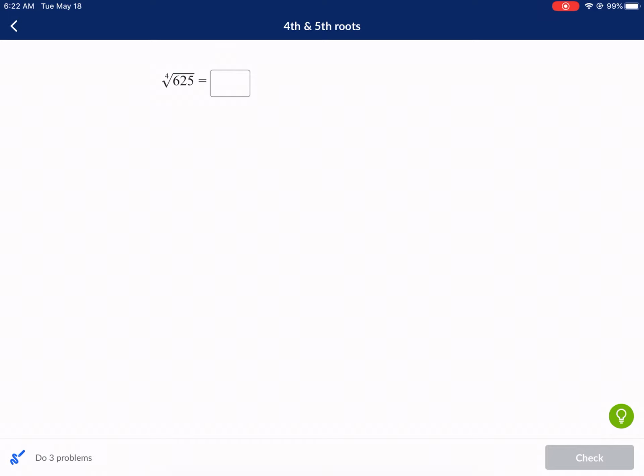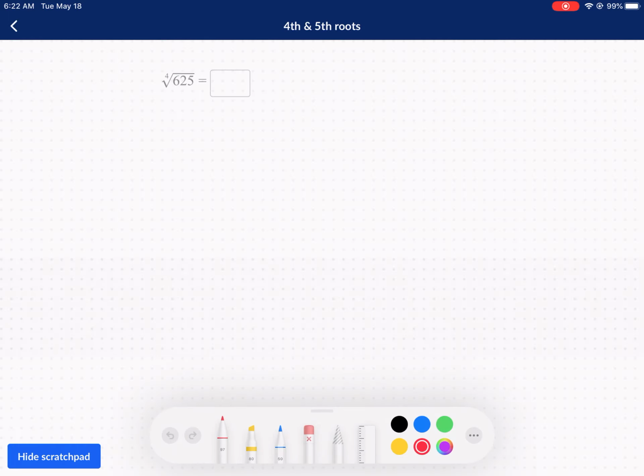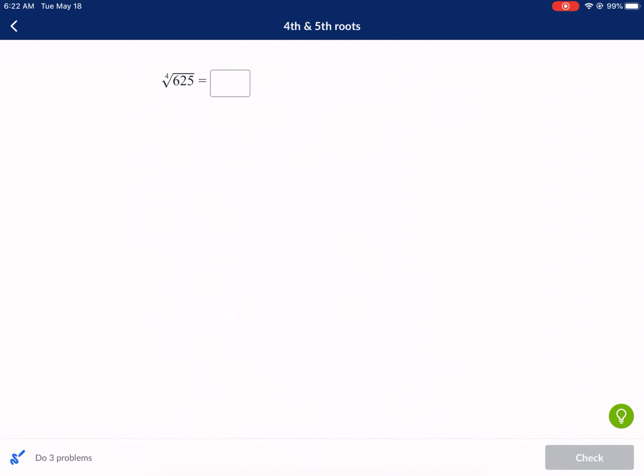Today we're doing a Khan Academy tutorial on fourth and fifth roots, and something I just noticed: if you look here after I hit this hide scratch pad, there's only 3 problems. That is new. I've only seen Khan Academy with 4 or 7, so 3 problems. Wow, kind of a benefit here, but let me go ahead and show you how we're going to do fourth and fifth roots.